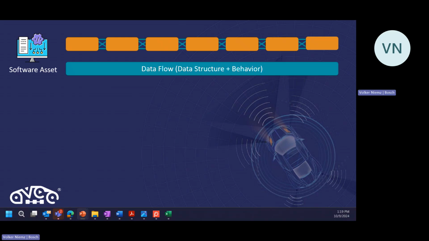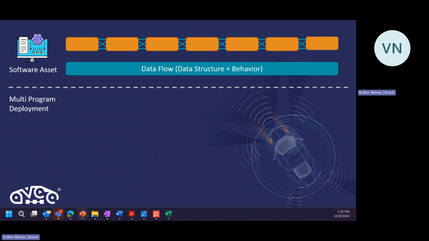Then also what we did yesterday: we have our data flow, our data structure, our data behavior, how we want to connect all these nice components to each other to have a working system under at least verified conditions. And now what we do next, after we have our nice software asset, because I cannot just sell it like that, I have to do some kind of a multi-program deployment, at least in most cases.